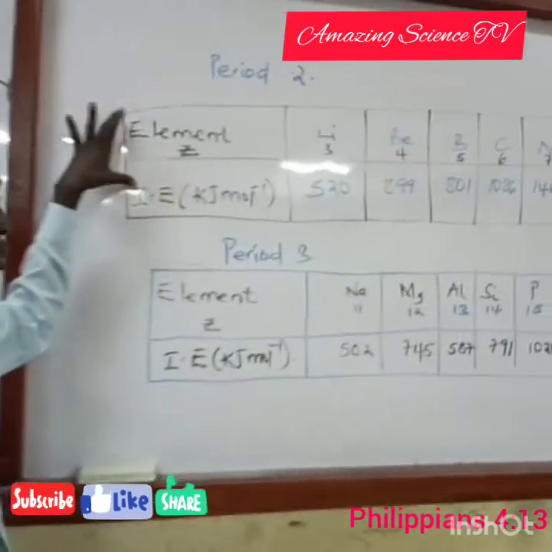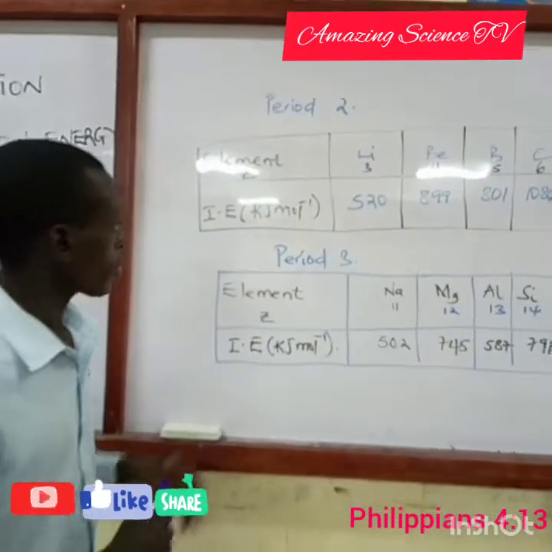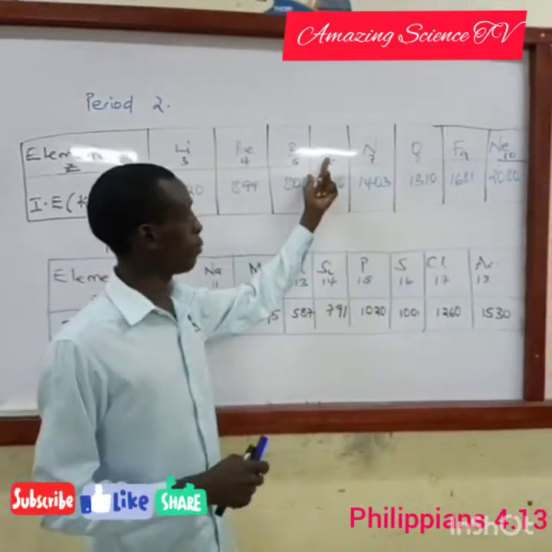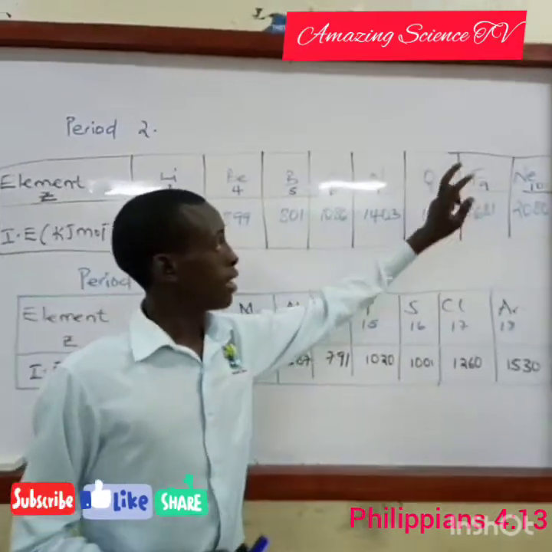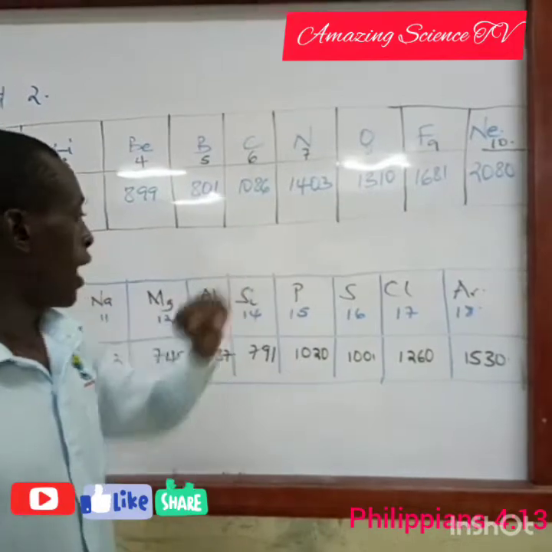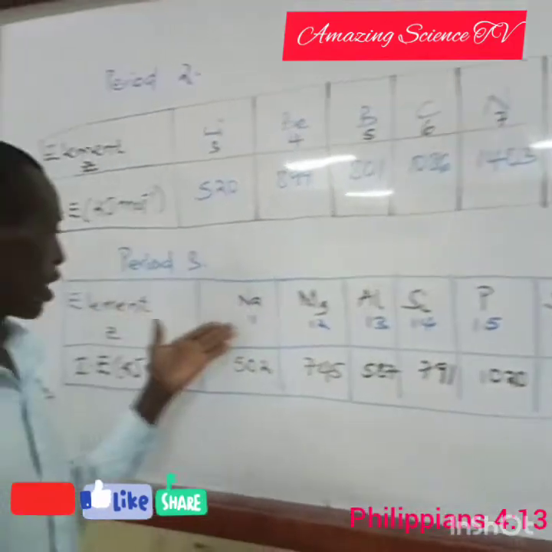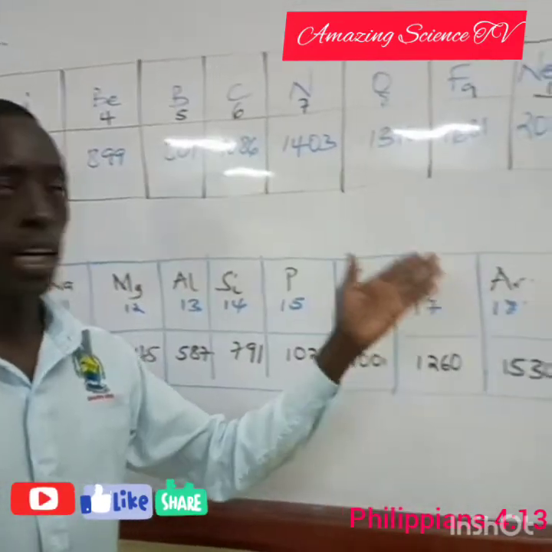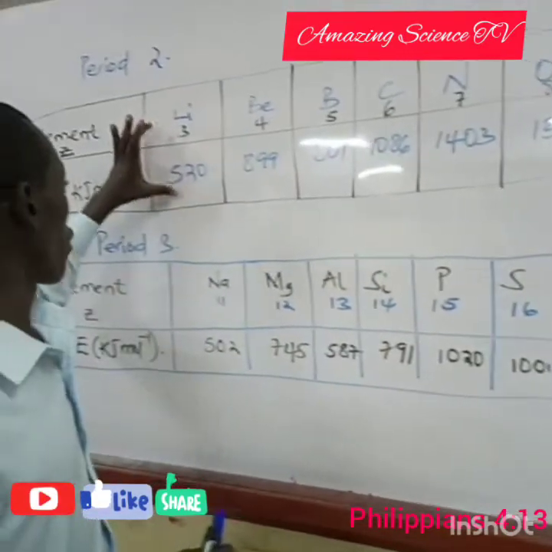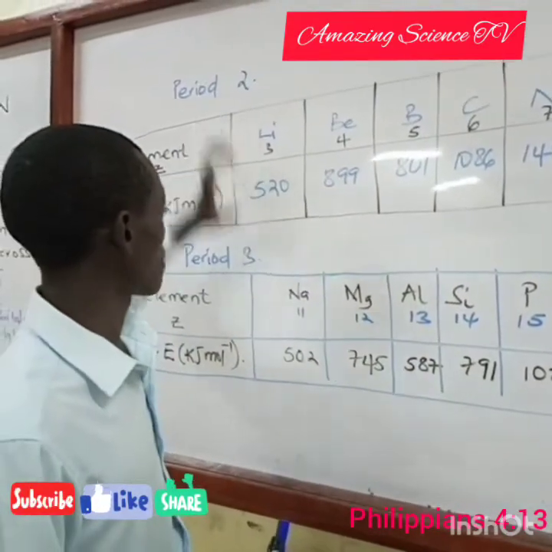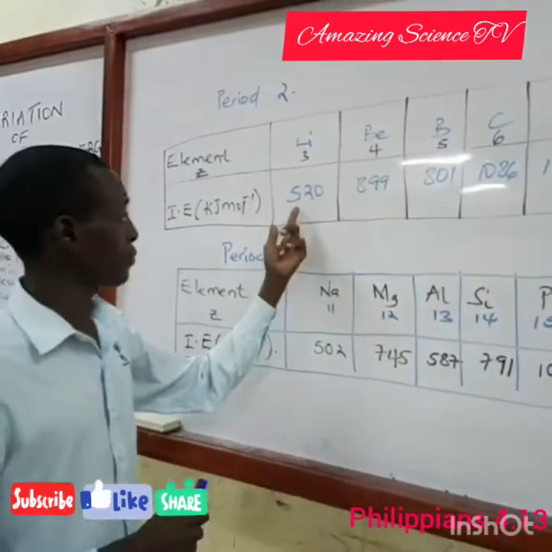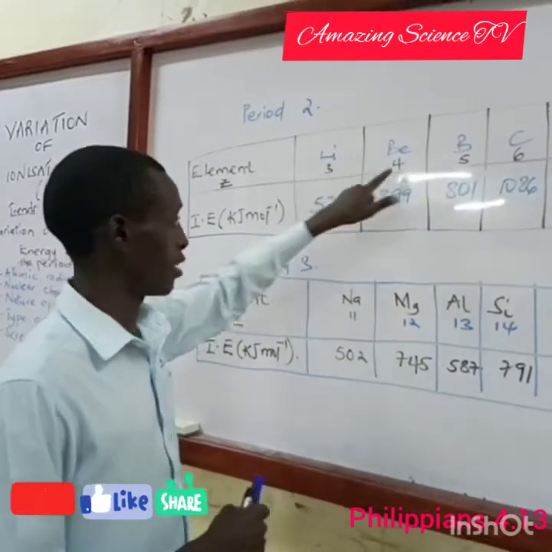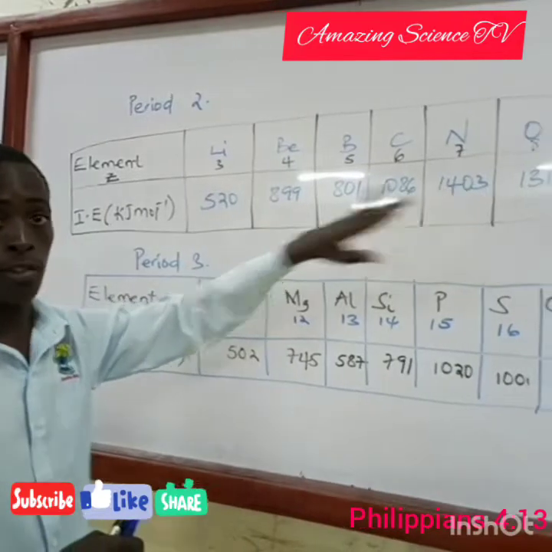Taking an example of period 2 and period 3. Period 2 has elements like lithium, beryllium, boron, carbon, nitrogen, oxygen, fluorine, and neon. Period 3 also has sodium, magnesium, aluminium, silicon, phosphorus, sulfur, chlorine, and argon. So if I look at this period, we see the trend of ionization energy. The Z value represents the atomic number. The 3, the 4, those are atomic numbers of the respective elements.